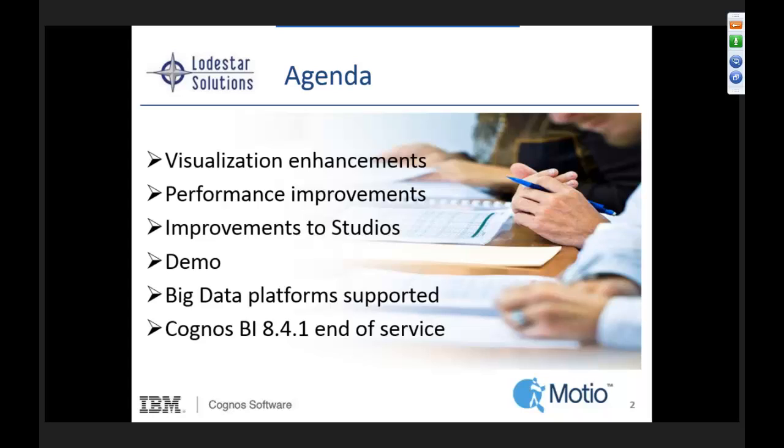Today, we're going to spend our time on a few key areas. The first area is the visual enhancements that were made. That is actually called the Rave engine, and we will talk a lot more about that as we go through the presentation. We're going to talk about major performance improvements in this release. We're also going to talk about the improvements to the different studios.